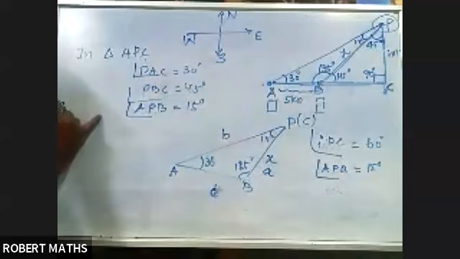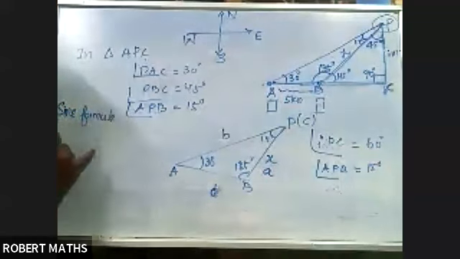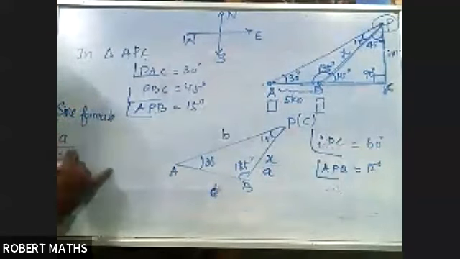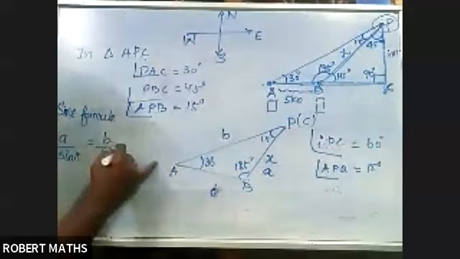Sine formula. We can use the sine formula. What is your sine formula? A by sine A is equals to B by sine B is equals to C by sine C.